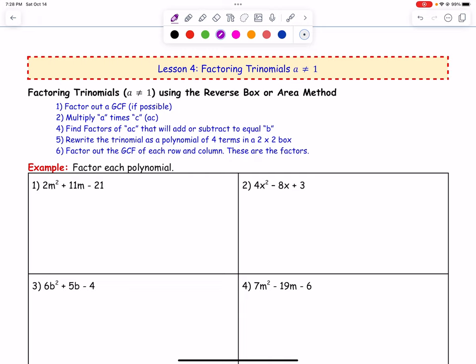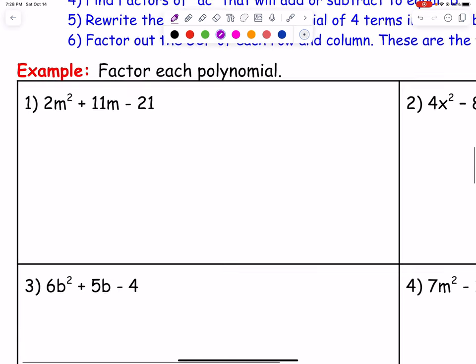You're going to rewrite the trinomial as a polynomial of 4 terms, but we're going to put it in a box, and then we're going to factor out the greatest common factor from each row and column of our box. And then what's left over are the factors. So let's take a look at number 1. We have 2m squared plus 11m minus 21.